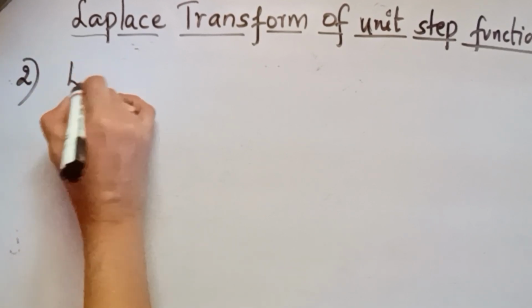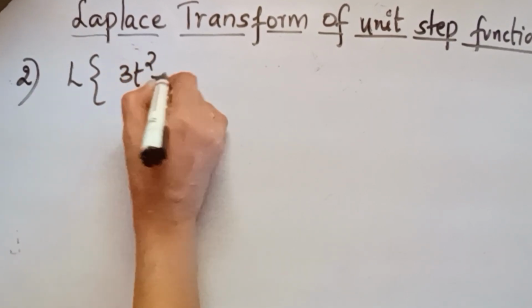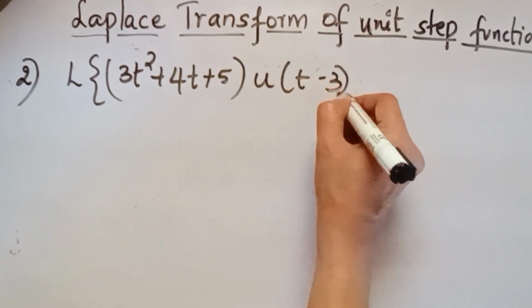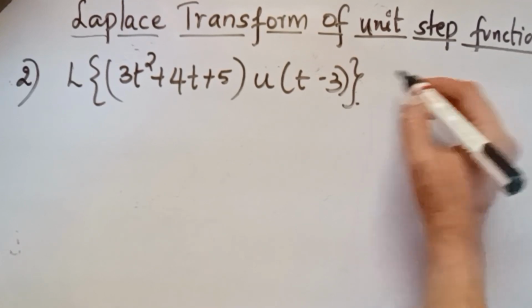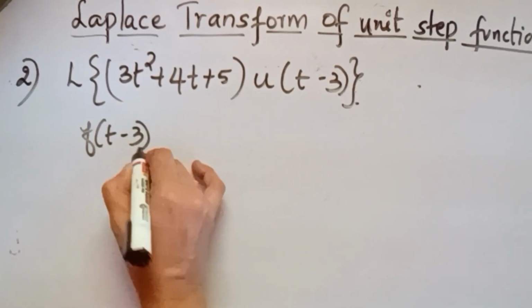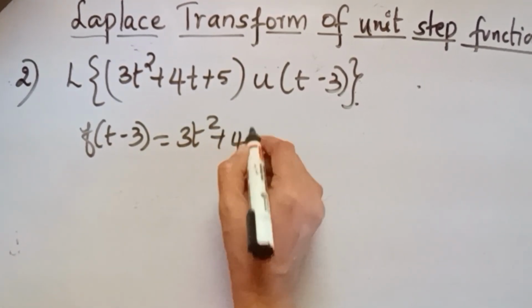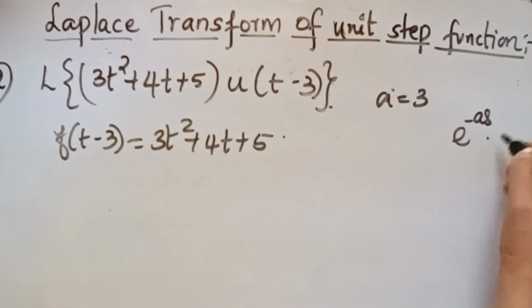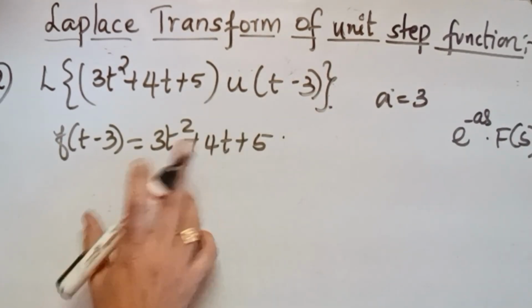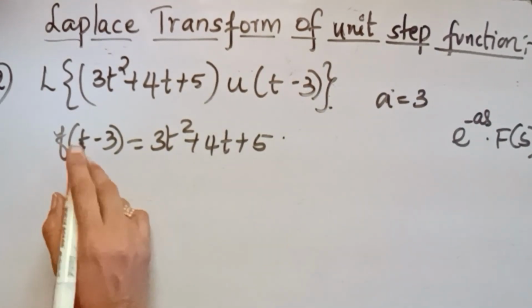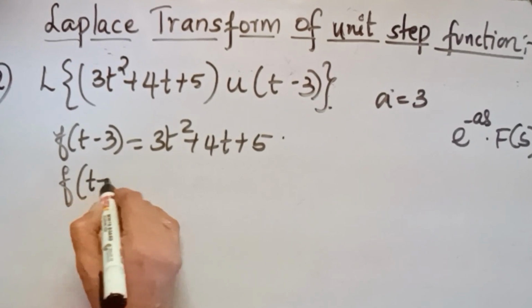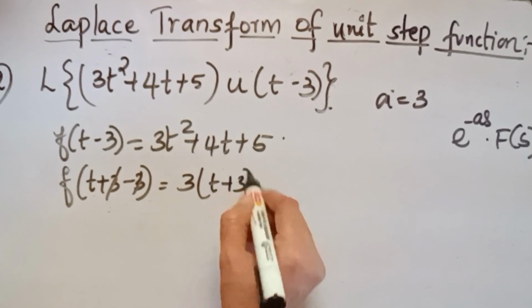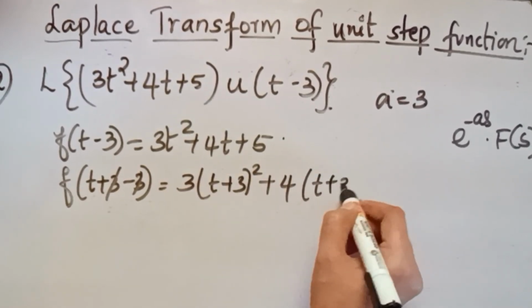Similarly, second example, you have to find the Laplace transform of 3t square plus 4t plus 5 into u of t minus 3. So again the same formula. Here f of t minus 3 equal to 3t square plus 4t plus 5 and a equal to 3. So what is the formula? e power minus as into F of s. So I need F of s now. Here replace t by t plus 3, minus 3 cancels, you will get f of t: 3 into (t plus 3) whole square plus 4 into (t plus 3) plus 5.